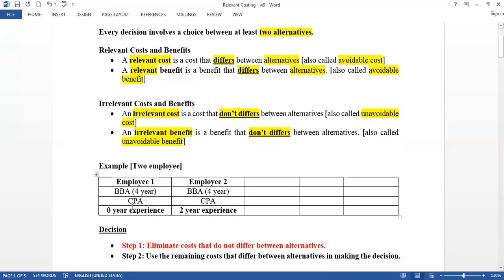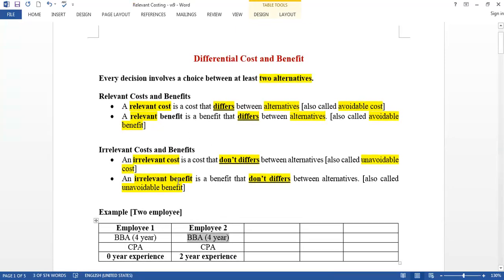Now look at this example. We have two employees. We are going to select one employee for our company, for example. So we have these two employees, and these are their characteristics. First, we find that both employees, that means employee 1 has a 4-year BBA degree, and employee 2 also has a 4-year BBA degree, right? So now we have to find out this kind of terminology.